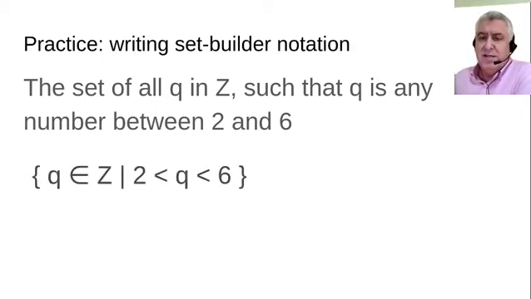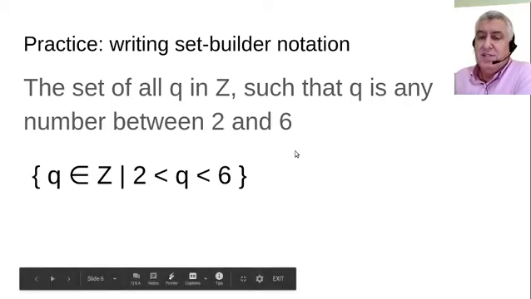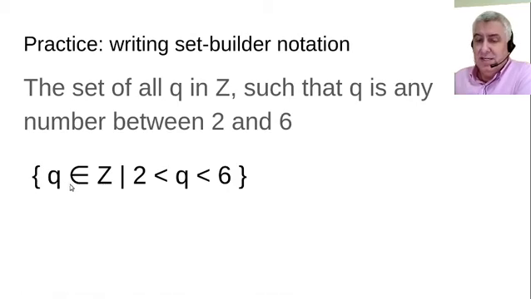Okay, let's check. Did you get that? So this is the set of all q in Z, so q is an element of Z, an integer, such that, and here I'm using that bar, but you could use a colon, 2 is less than q is less than 6, and this is read as q is between 2 and 6.